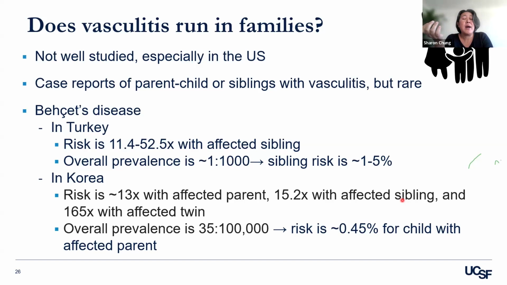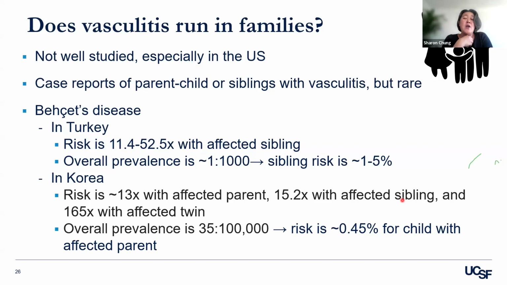So in Turkey, where this disease is far more common, if you are an individual with Behçet's, your sibling has an 11-fold to 50-fold higher risk of Behçet's compared to the general population. That sounds pretty high, 10-fold, 50-fold. But the overall prevalence of Behçet's in the population is about 1 in 1,000. So that means the risk for your brother or sister is about 1 to 5%. So it is much higher than the risk of the general population, but it's still pretty low.